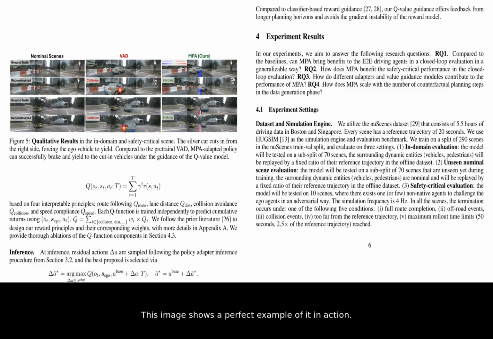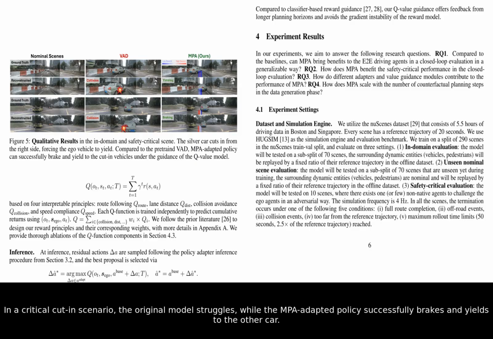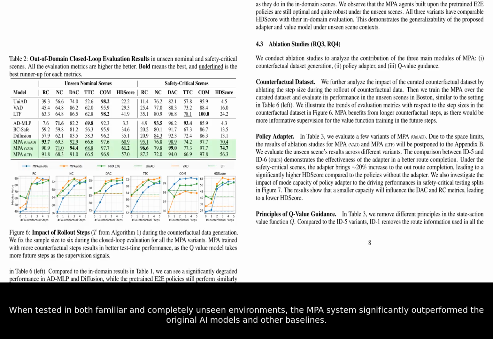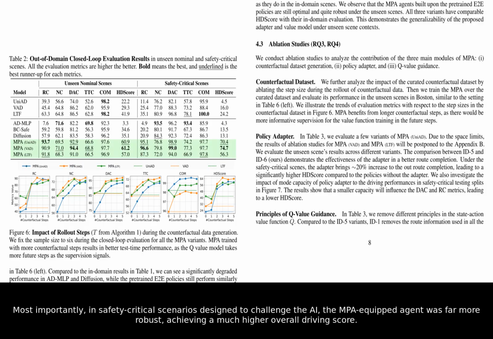This image shows a perfect example of it in action. In a critical cut-in scenario, the original model struggles, while the MPA-adapted policy successfully brakes and yields to the other car. The results from their experiments are quite dramatic. When tested in both familiar and completely unseen environments, the MPA system significantly outperformed the original AI models and other baselines. Most importantly, in safety-critical scenarios designed to challenge the AI, the MPA-equipped agent was far more robust, achieving a much higher overall driving score.